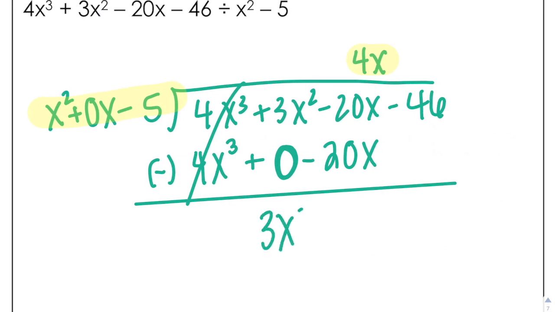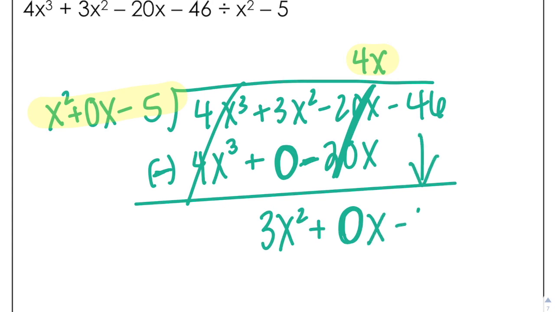3x squared. And it's not negative 20x minus 20x, it's negative 20x minus negative 20x. Sorry, y'all. Anyways, they end up canceling out, and so I have a 0 there. I'm going to put that placeholder because I have 0 x's now. And I'm going to drag down the next term, negative 46, and go again.